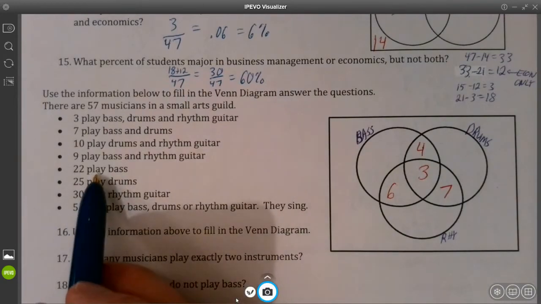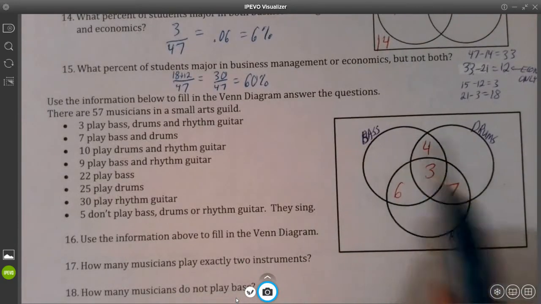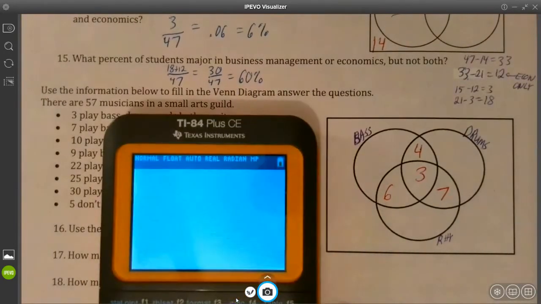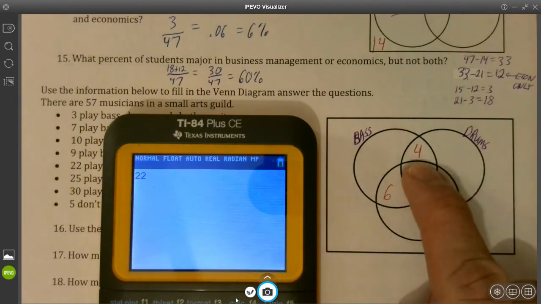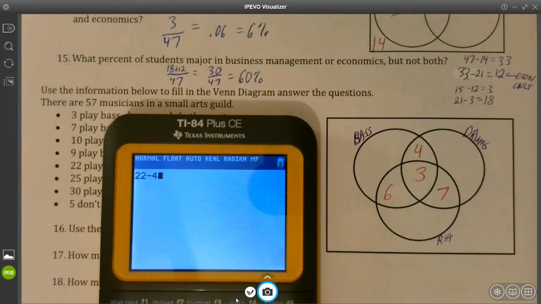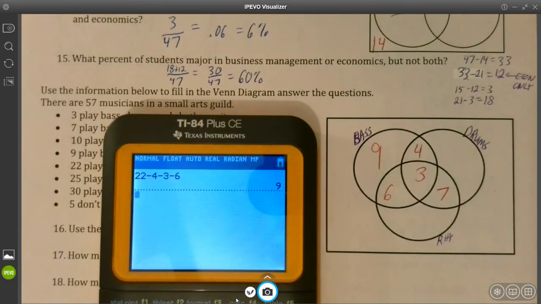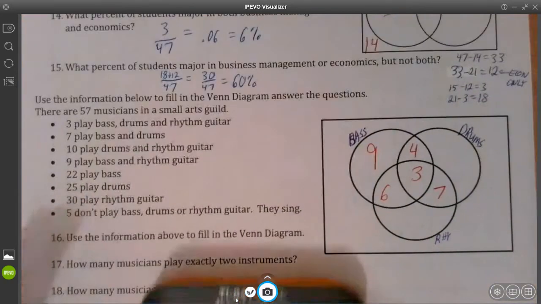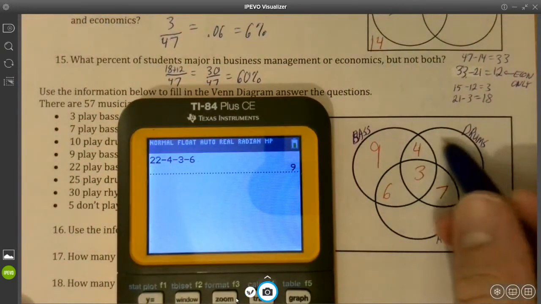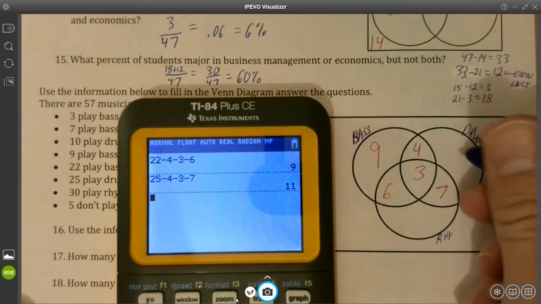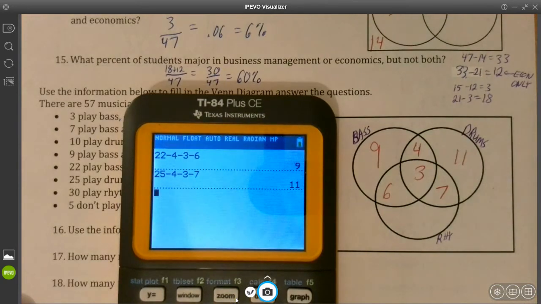Okay, 22 play bass. This whole circle is 22. So if you want to write down what's typing in the calculator to look back at it later, you may. I'm not. But I have 22 people that play bass. Well, of those 22 people, 4 of them are here. 3 of them are here. And 6 of them are here. And that gives me 9 people that play bass and only bass. Okay, 25 play drums. This entire circle is 25. So 25 minus 4, 3, and 7 is going to give me 11 people that only play drums and nothing else.